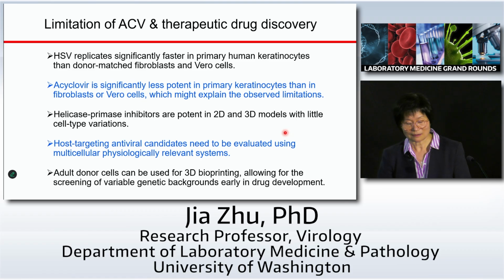So we think the host-targeting antiviral candidates should be evaluated using physiologically relevant systems, and we are very excited that adult donor cells can be incorporated into the 3D bioprinting, which allows us to account for the variable genetic background early in drug discovery.